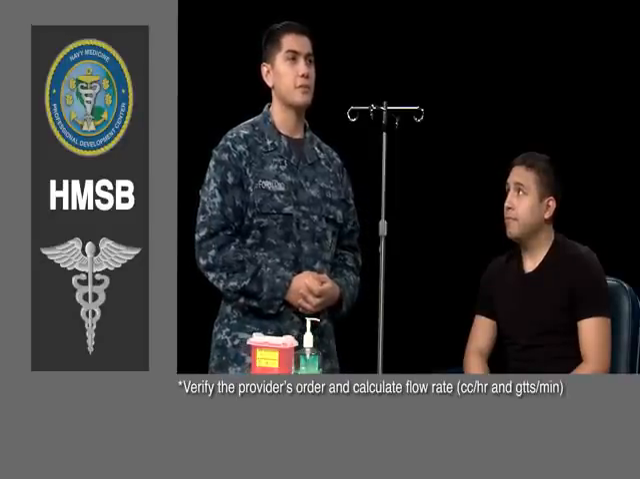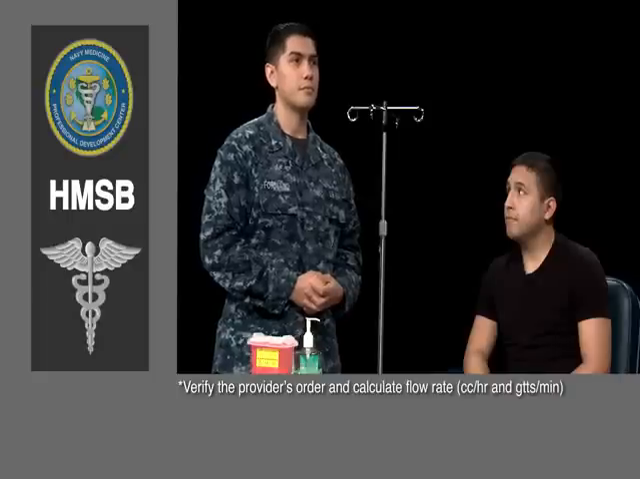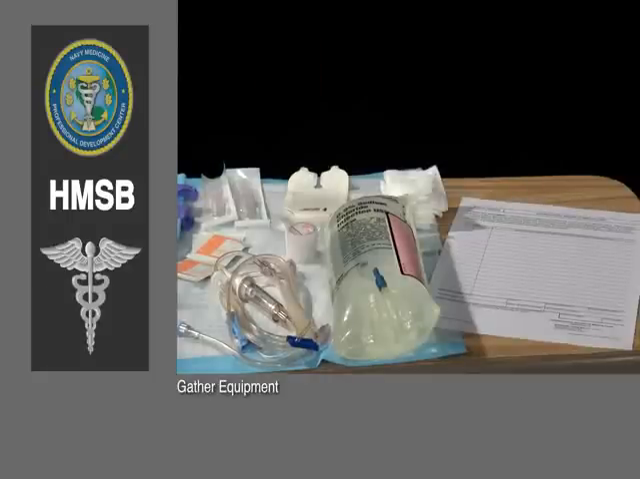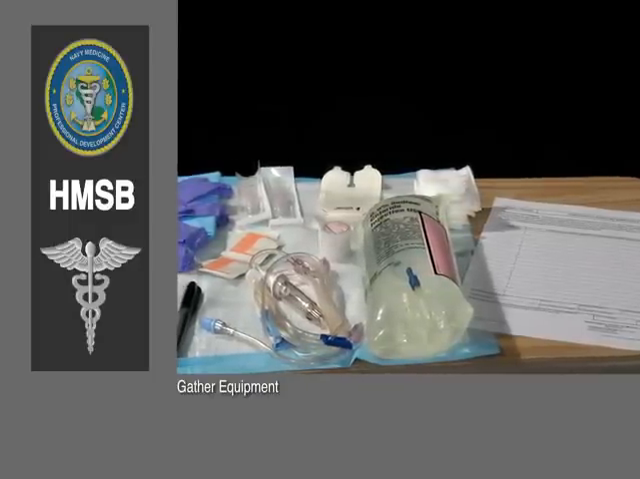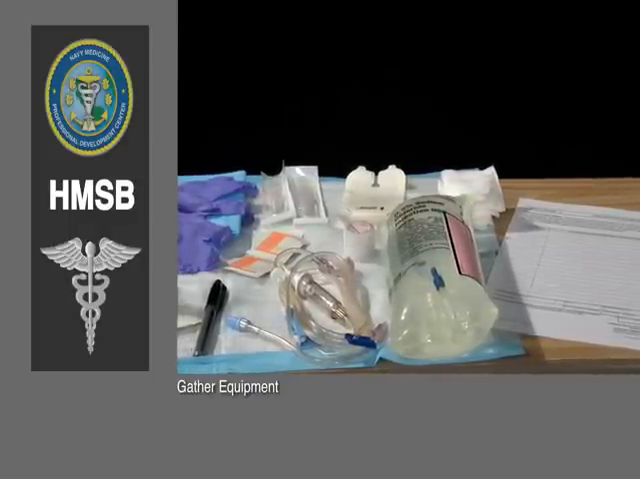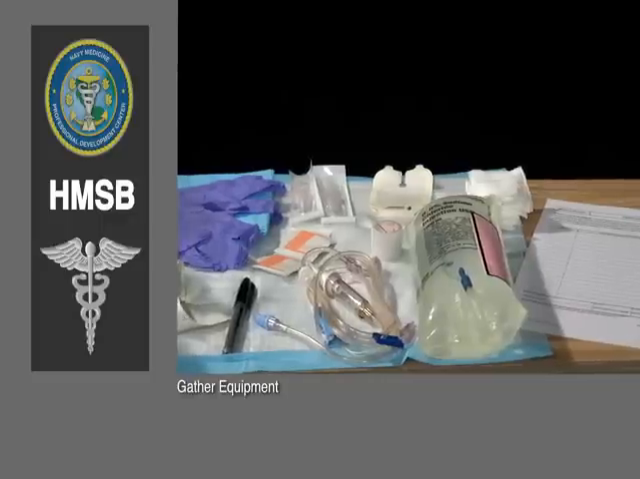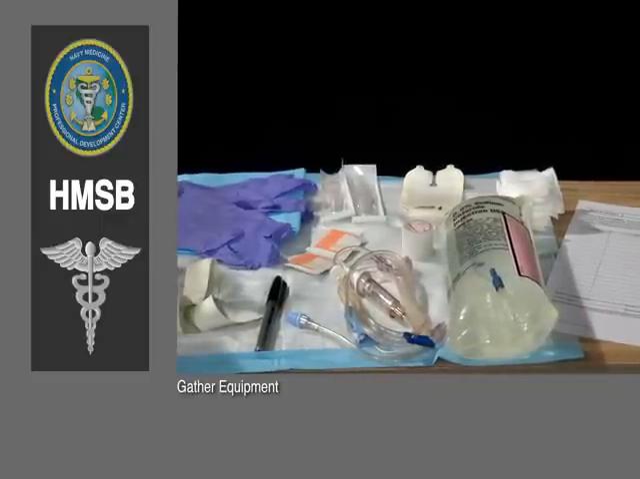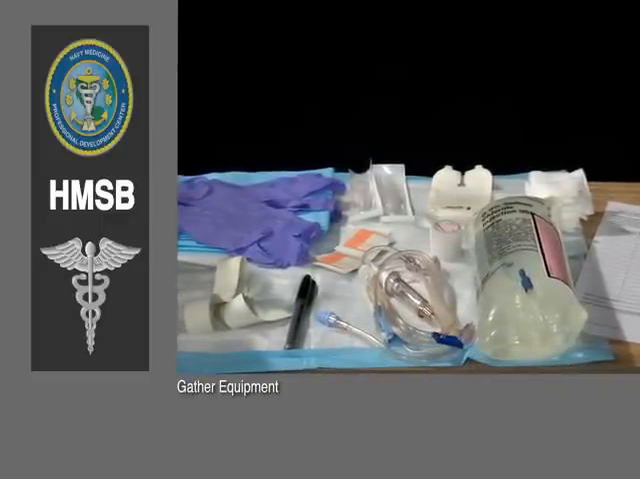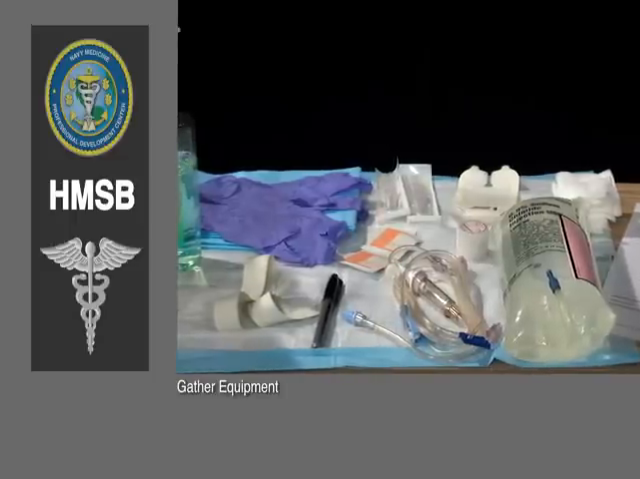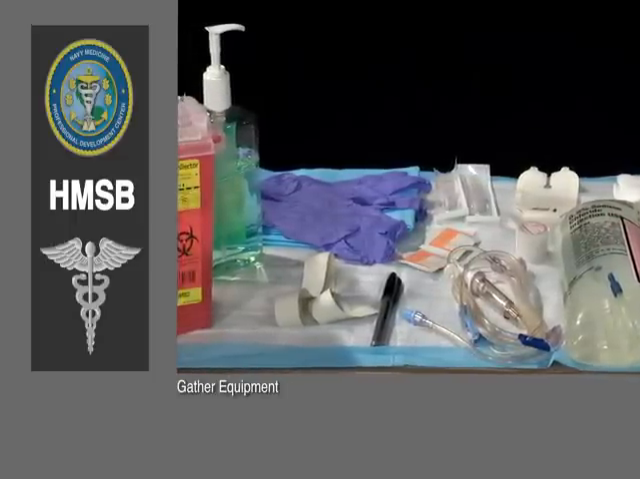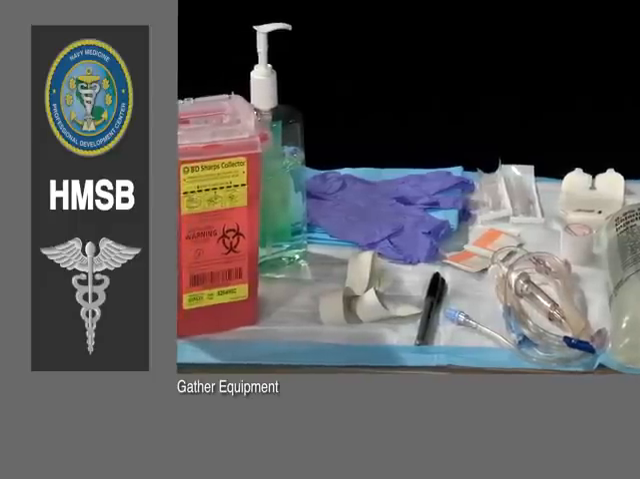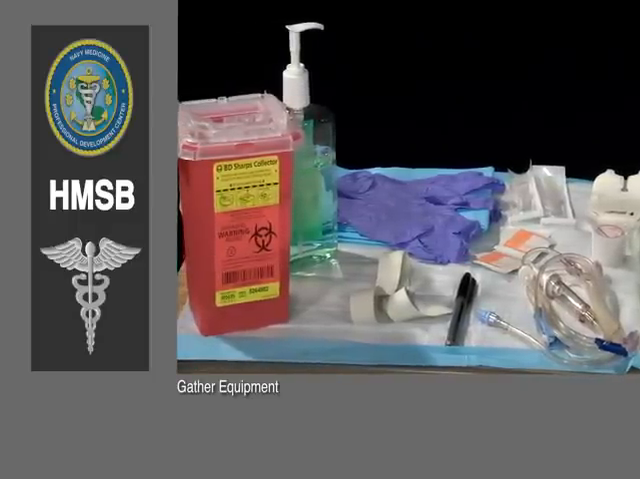First thing I'm going to do is verify the provider's orders and calculate the flow rate for my patient. The equipment I will need for this procedure includes an SF600 or local form, IV solution, IV administration set, 2x2 gauze, transparent dressing, tape, IV catheters, antiseptic swabs, a pen or marker, a tourniquet, clean gloves, a chucks pad, and a sharps container.